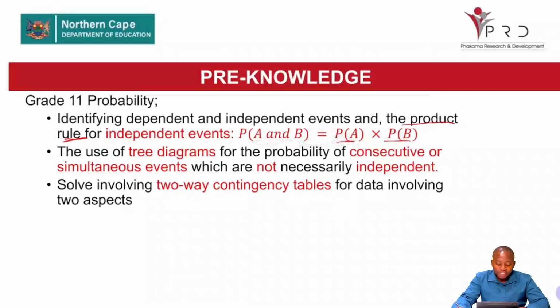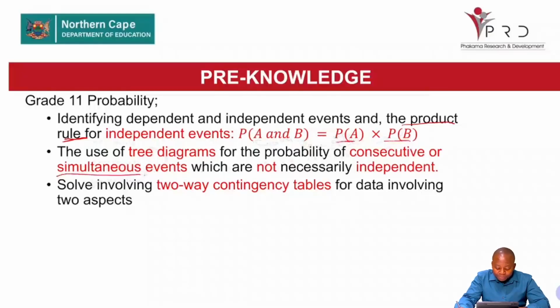Now, we are proceeding to say we have to remember how to use tree diagrams for the probability of consecutive or simultaneous events which are not necessarily independent. Remember, the tree diagrams will tell us the simultaneous events, or events that are taking place at the same time, and which of those events are not necessarily independent.